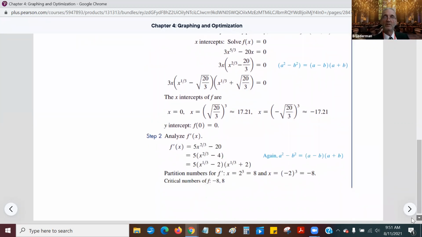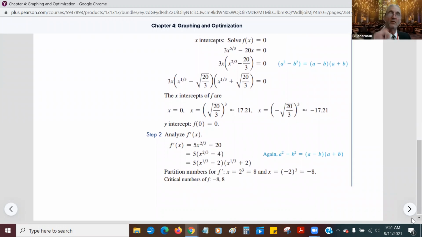And now let's do some calculus. Step 1 was all algebra. Now we're finally going to use some calculus. We're going to look at the first derivative. When we take the derivative of the original function, we get 5x to the 2/3 power minus 20. I'm pulling out a 5 and factoring this the way I factored the other one. So it's x to the 1/3 minus 2 times x to the 1/3 plus 2.